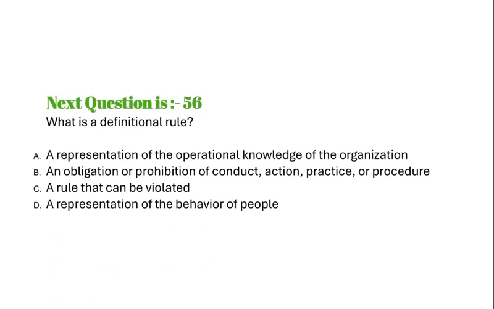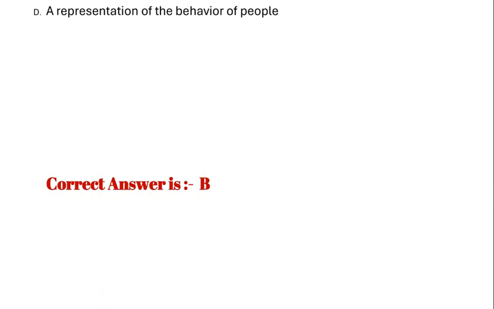Option A, a representation of the operational knowledge of the organization. Option B, an obligation or prohibition of conduct, action, practice, or procedure. Option C, a rule that can be violated. Option D, a presentation of the behavior of people. Correct answer is option B.